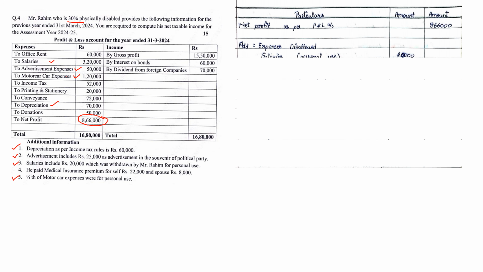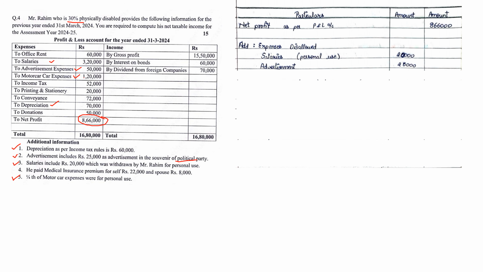Office rent, no adjustment. Office expense is a normal business expense, will not come in the sum, ignore. Salary is also a normal business expense, but then there's an adjustment. Salary includes 20,000 which was withdrawn by Rahim for personal use. Any personal expense is not allowed, so it comes under disallowed. So salary 20,000 we have noted down. Next is advertisement, a normal business expense, but there's an adjustment. Advertisement includes 25,000 as advertisement in a souvenir of a political party. Political party souvenir is not allowed, disallowed. So advertisement 25,000 will be taken into consideration.